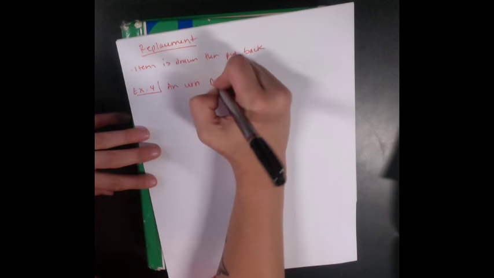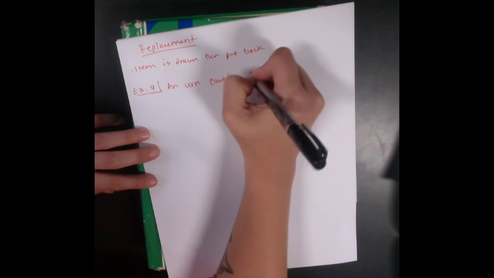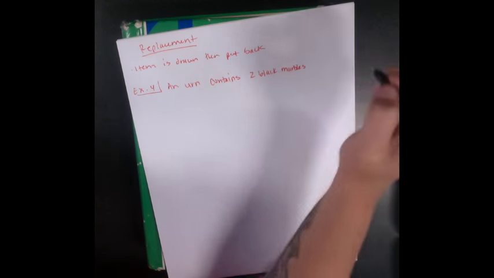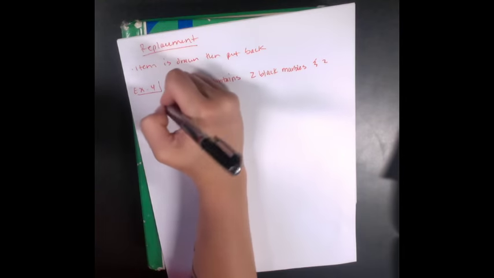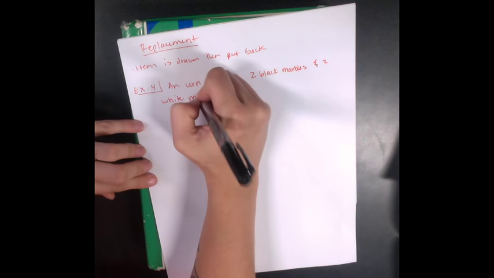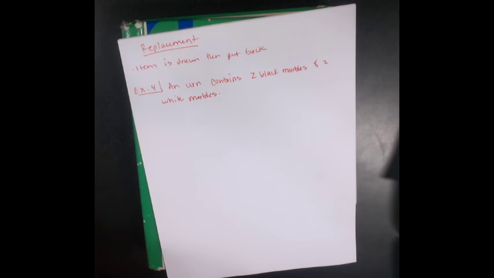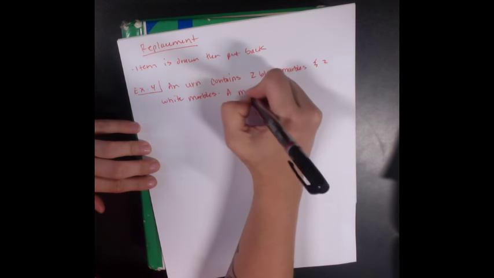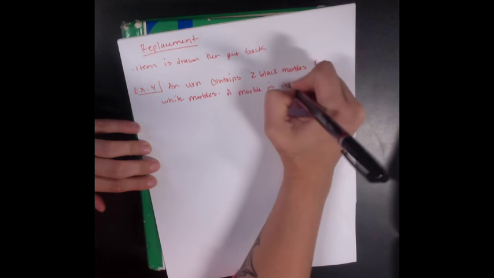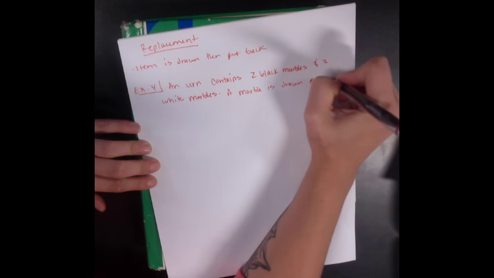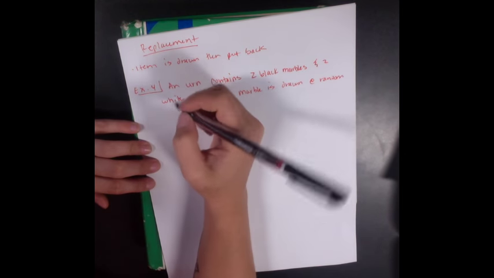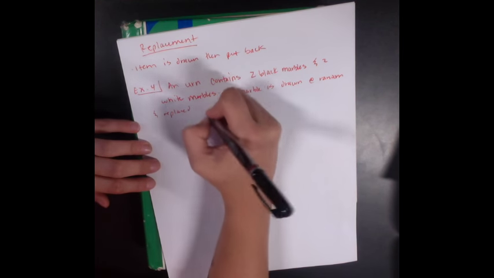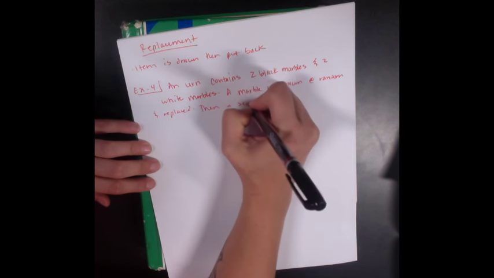An urn contains 2 black marbles and 2 white marbles. So total of 4 marbles. A marble is drawn at random and replaced. Then a second is drawn.